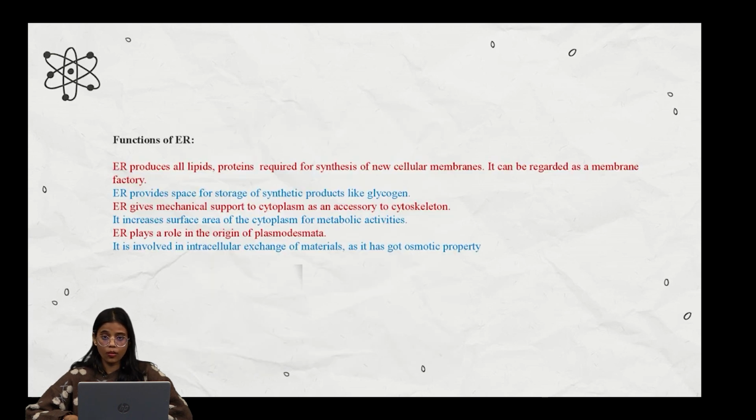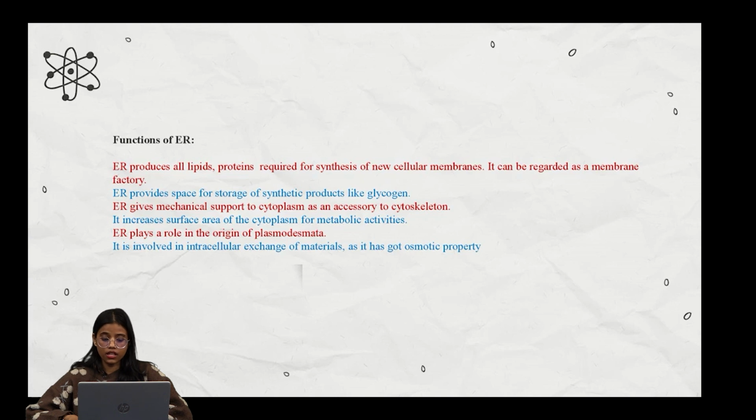Then further, if we talk about the function of ER, it produces all the lipids and proteins required for synthesis of new cellular membrane. It can be regarded as a membrane factory, and ER provides a space for the storage of synthesized products like glycogen. ER gives mechanical support to cytoplasm as an accessory cytoskeleton.